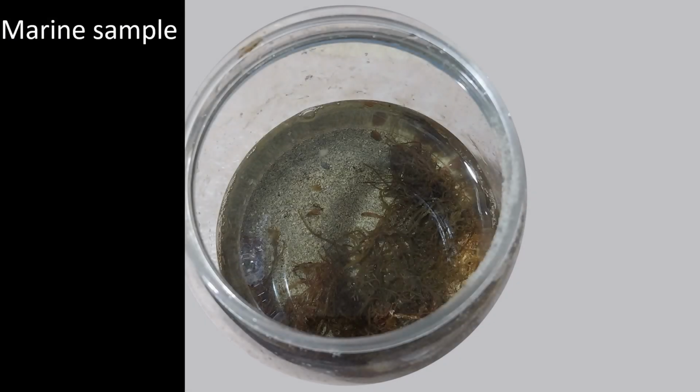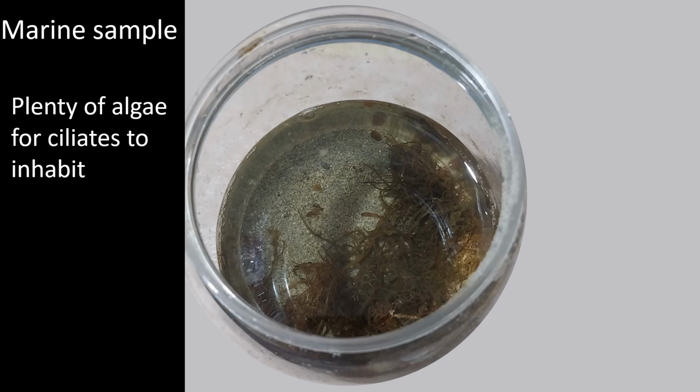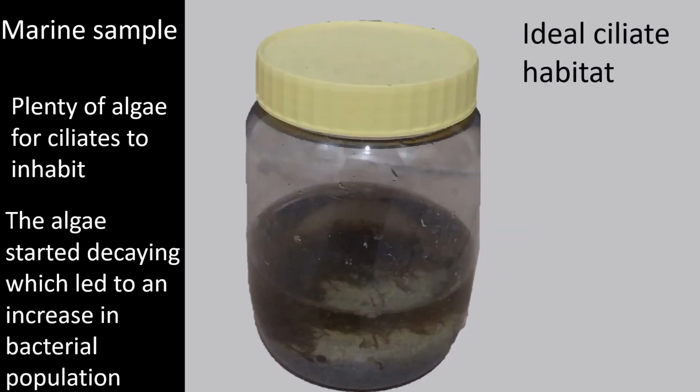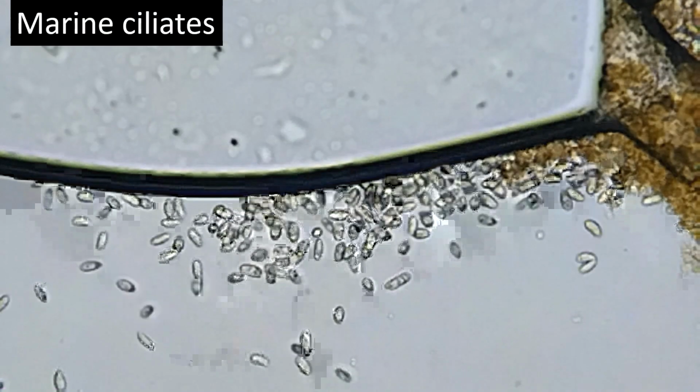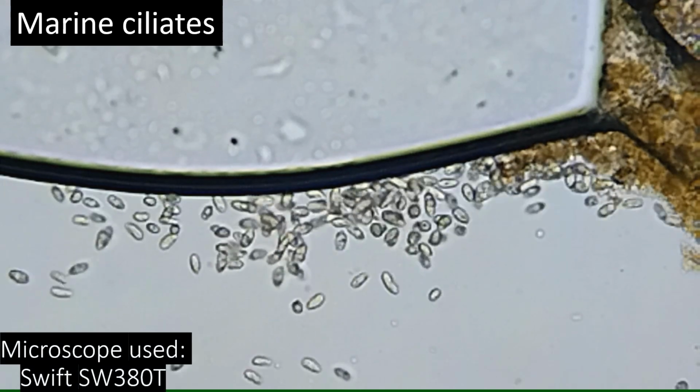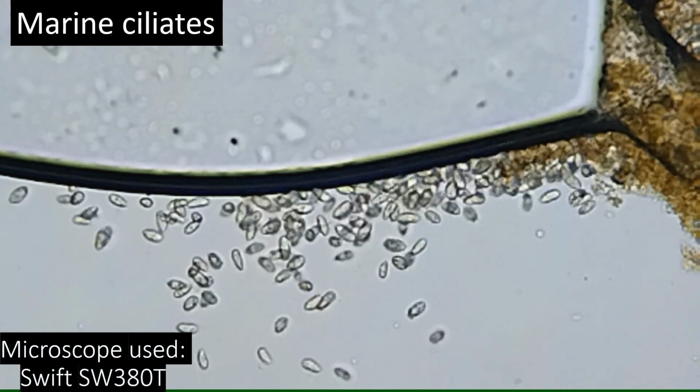Something interesting happened in some marine samples such as this one. This sample contains plenty of algae for ciliates to inhabit. Also, the algae is being decomposed by bacteria, which means that there is plenty of available food for the ciliates, which makes this sample an ideal habitat for them. So the ciliates multiplied rapidly in this sample, causing their population to explode.